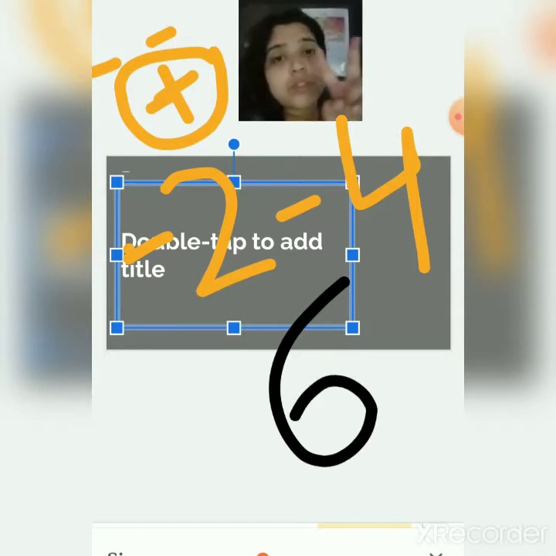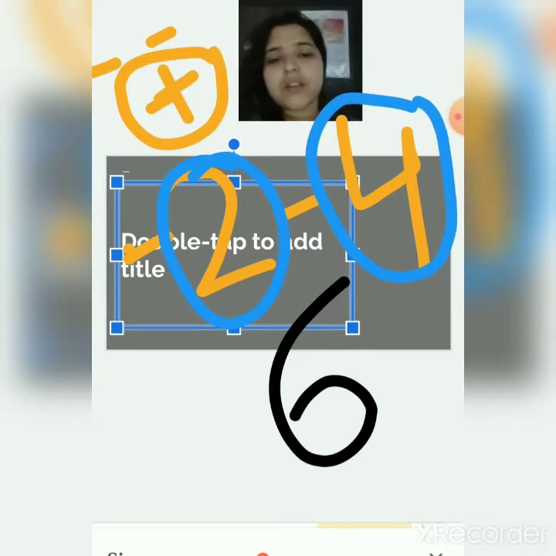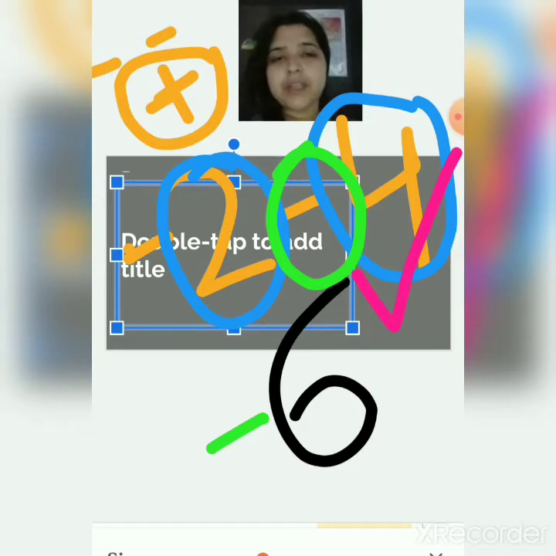Now the second step: which is the greatest number here? 4 is greater or 2 is greater? 4 is greater. So 4 is having which sign? 4 is having the minus sign in front of it. So we will write here minus 6. So the solution of minus 2 minus 4 is minus 6.